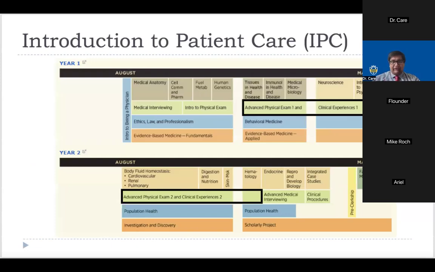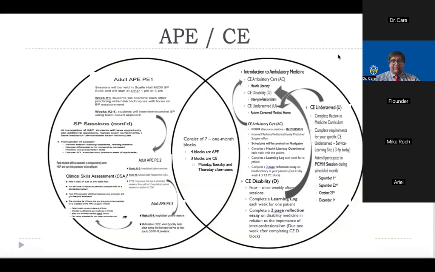So what are the IPC2 and IPC3 blocks? The IPC2 block runs from January 2022 to May 2022. The IPC3 block runs from August 2022 to February 2023. They're comprised of 2 separate courses, Advanced Physical Examination and Clinical Experiences. Here is a very complex diagram of what these 2 courses entail. It may not make much sense now, but by the end of the course, you'll be well prepared for your clinical rotations.